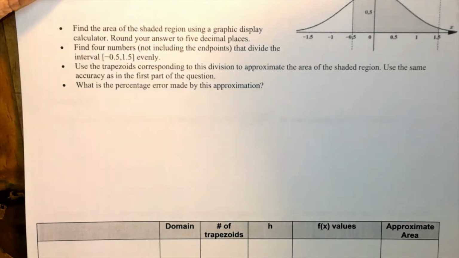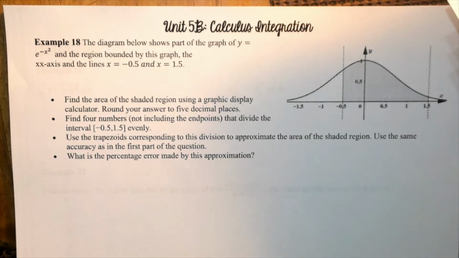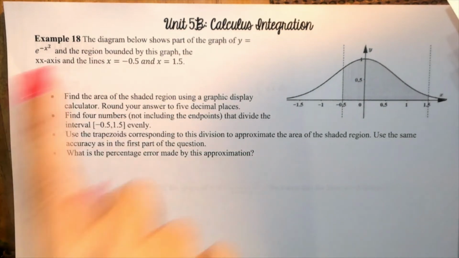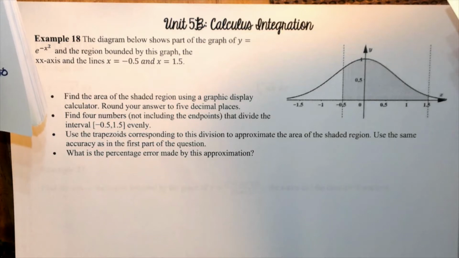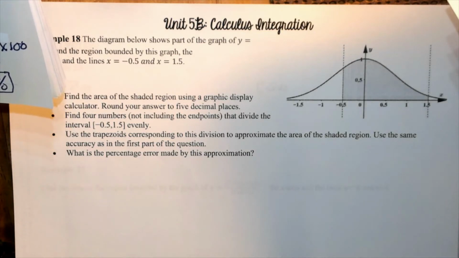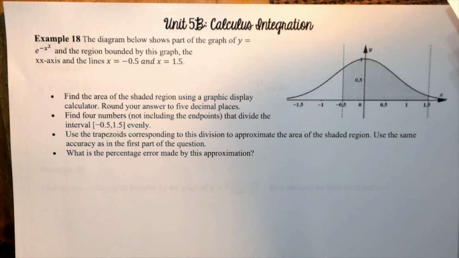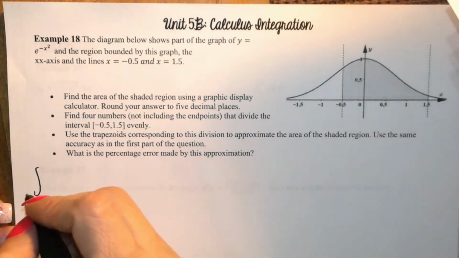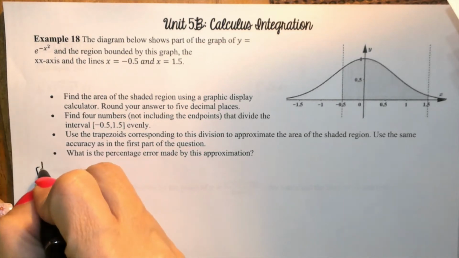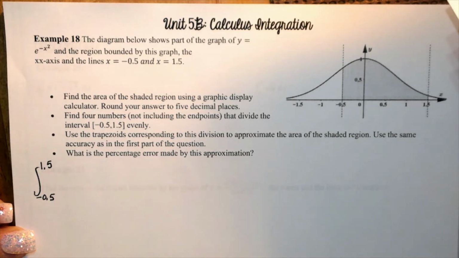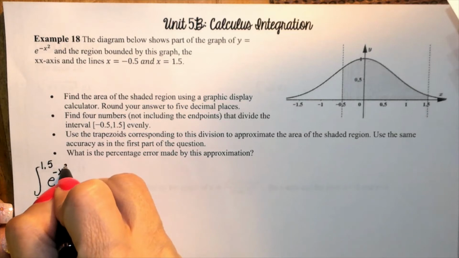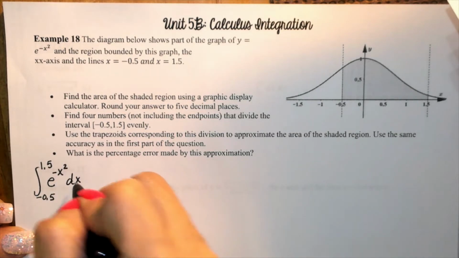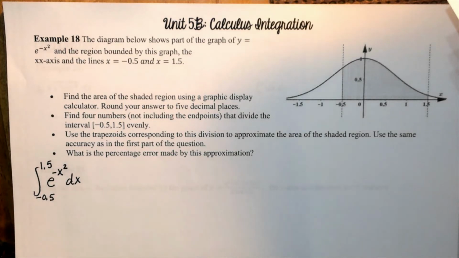Okay, so here's our next one. Example 18. The diagram below shows part of the graph of y equals e to the negative x squared, and the region bound by the graph and the x-axis, and the lines x equals negative 0.5 and x equals 1.5. Let's write that mathematically, what they just said. They're talking about the area under the curve, so we're talking about the sum, and we went from negative 0.5 up to 1.5. The function is e to the negative x squared, and then we do delta x, the change in x. They want to know what's the area under that curve.